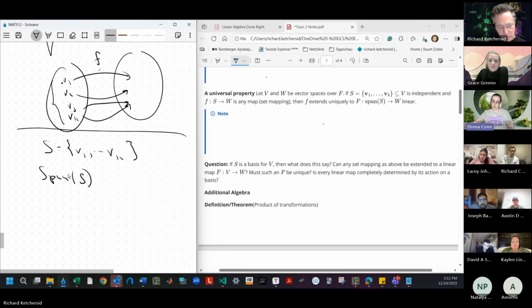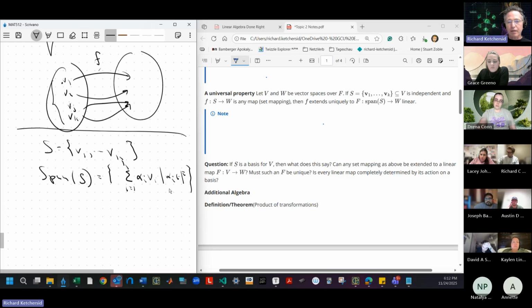Set of linear combinations. All the linear combinations, right? So all the things that look like this: summation i goes from 1 to k, alpha i v_i. And these alpha i's are just in the field, right? So the span is just the set of all the linear combinations of those things. That's what the span is. Okay.